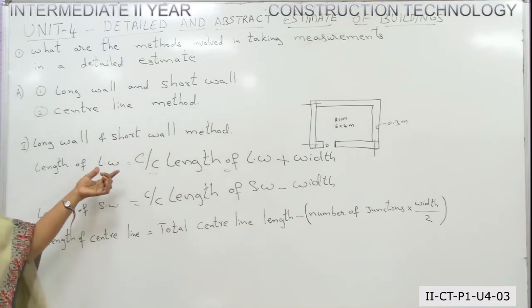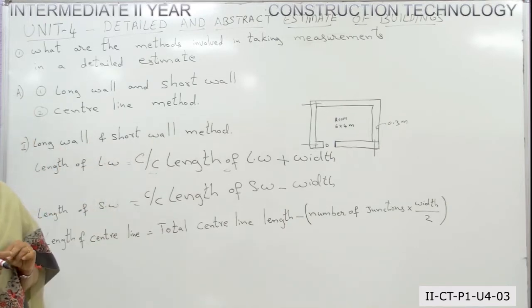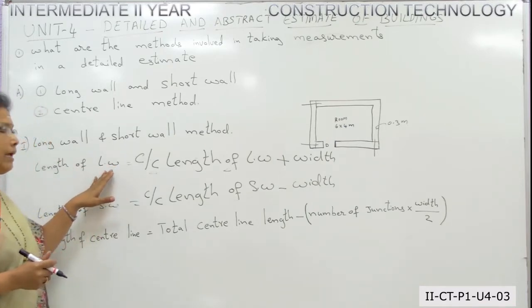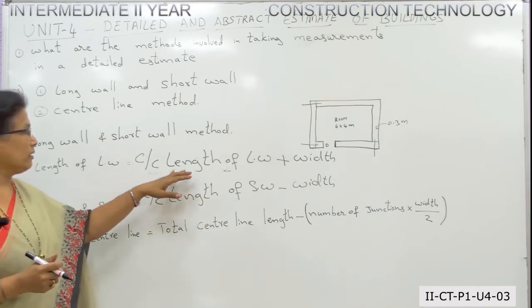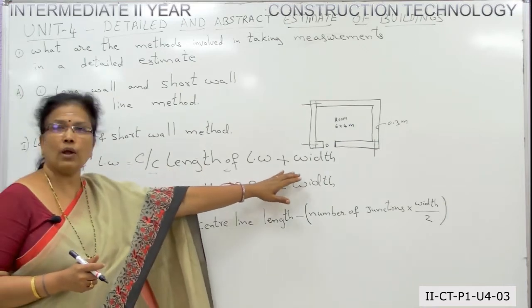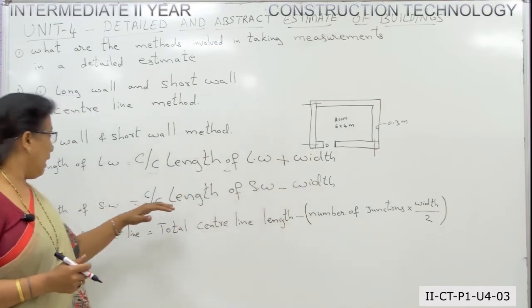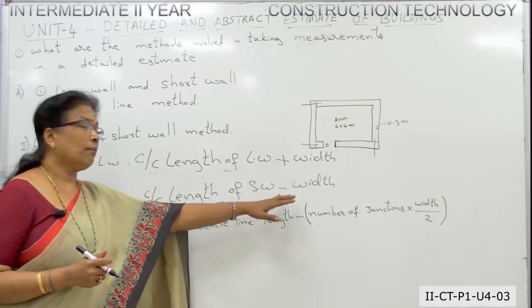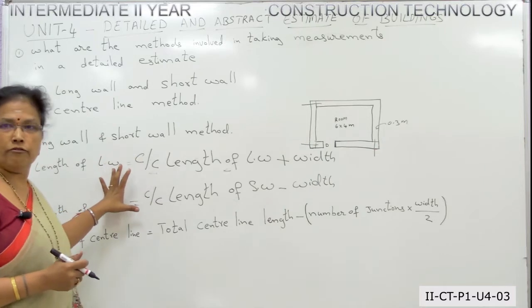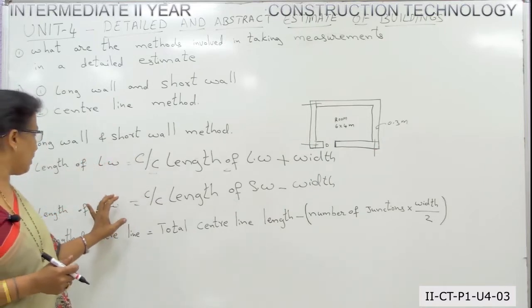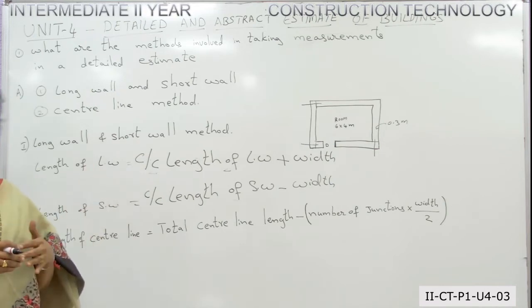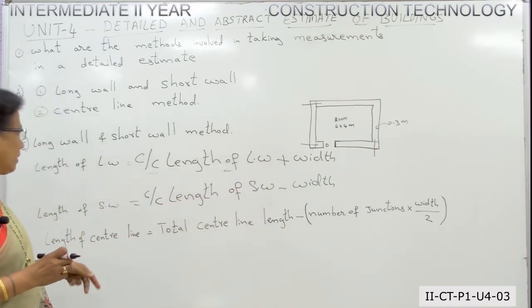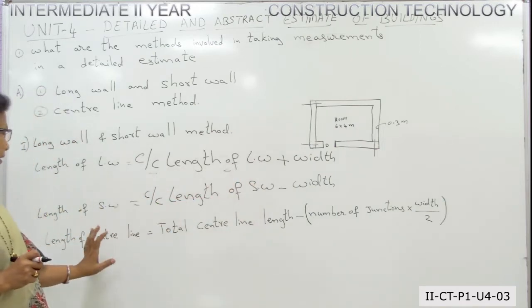So while you are calculating the length for each and every item, for the long wall you take the center to center length and add one width of that quantity. For the short wall, take the center to center length of the short wall minus width. This is the formula to calculate the length of the long wall and the short wall. When we are doing problems, you will understand clearly what to add and what to deduct. Okay. And next is the length of center line.